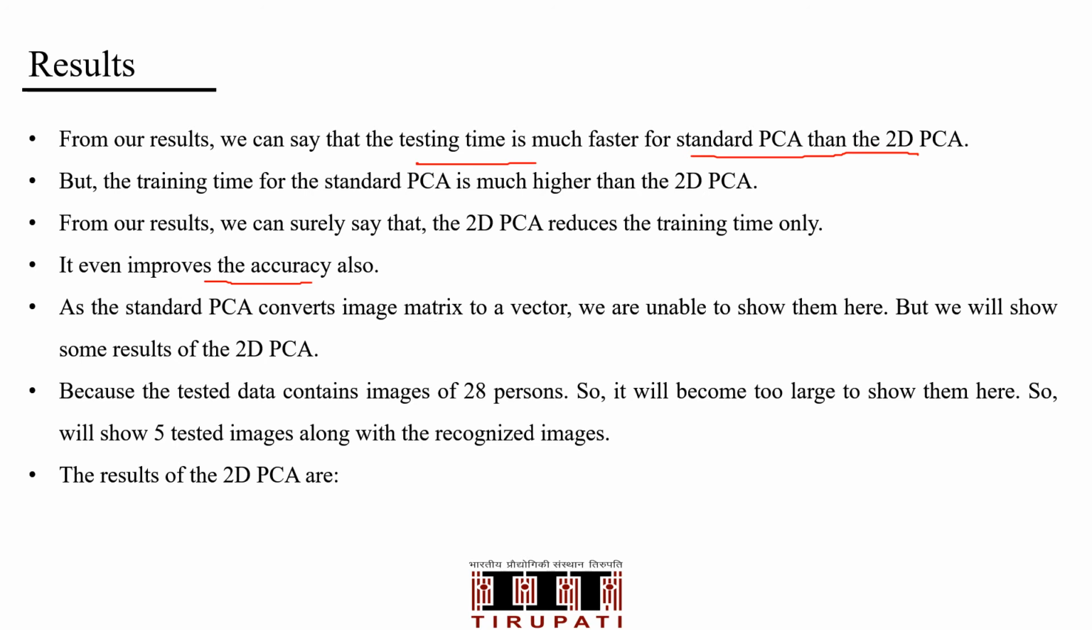We all know that standard PCA converts the image matrix into a vector. Here, in our sense, image matrix means the feature matrix. So we are unable to show them here, but we will show some results of the 2D PCA. And even the data set is of large size. Sorry, here there is a typo. It is 38%. We will be showing some results of 5 test images along with the recognition images. Let's see them.